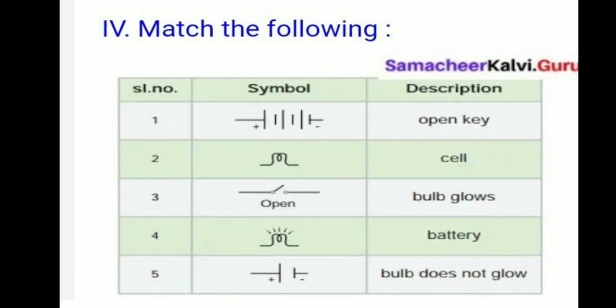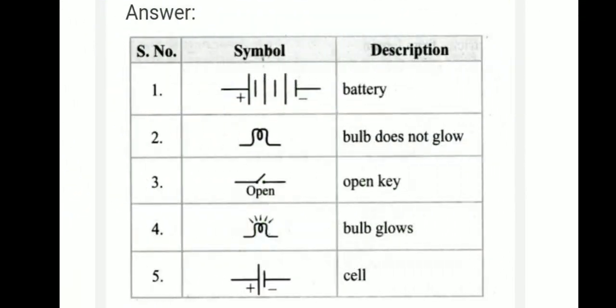Match the following. Look at the symbol and description. Answer: first symbol, plus and minus, battery, and bulb symbol. Bulb does not glow, and open key. And bulb glow. Fourth symbol, bulb glow, and fifth symbol, cell.